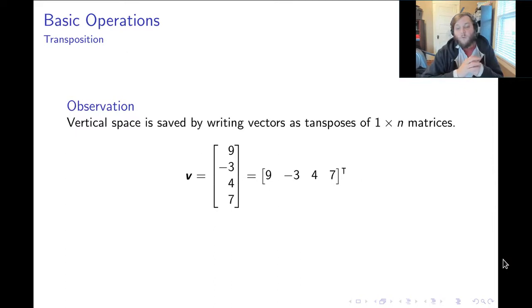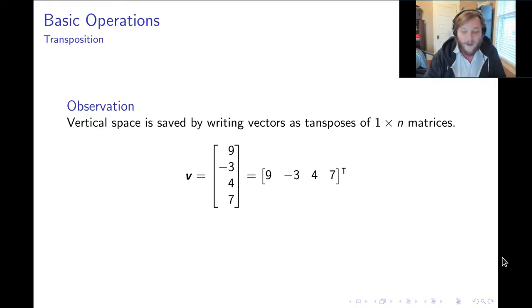Now, transposes show up all over the place in math. It's actually kind of surprising, given how simple an operation it is, how important it is mathematically. But it's also just useful for silly reasons. Here's an aesthetic reason why the transpose is a useful thing. By writing vectors as transposes of rows, I save vertical space.